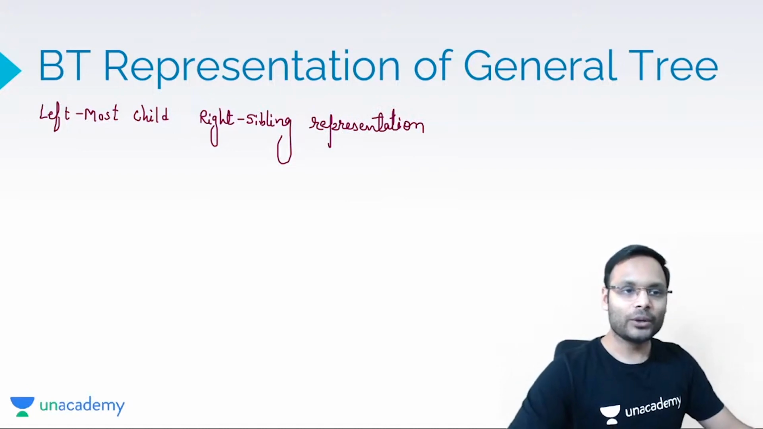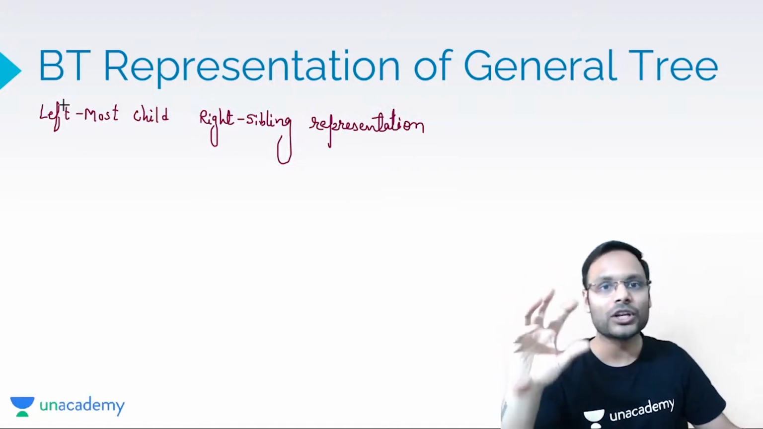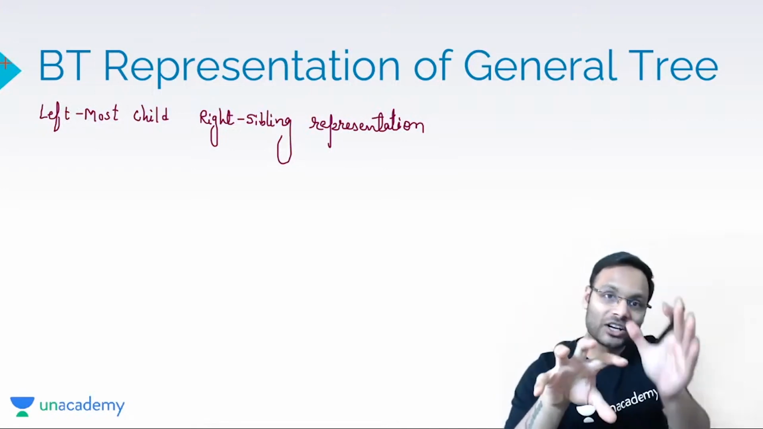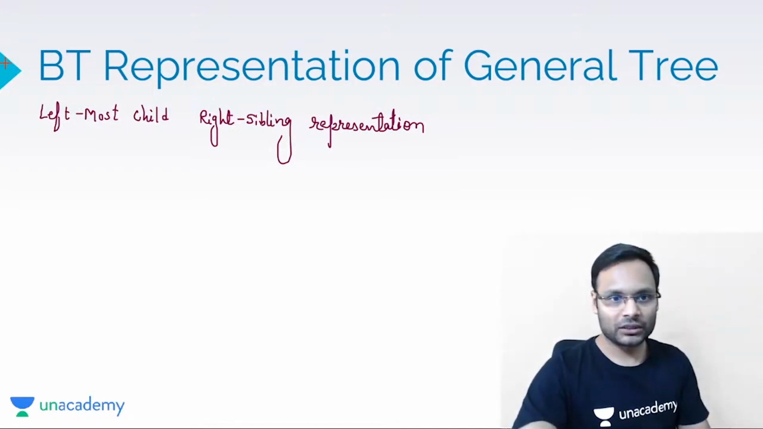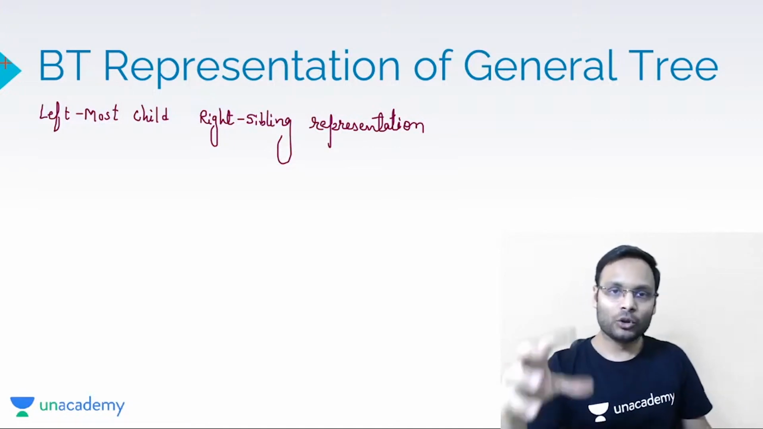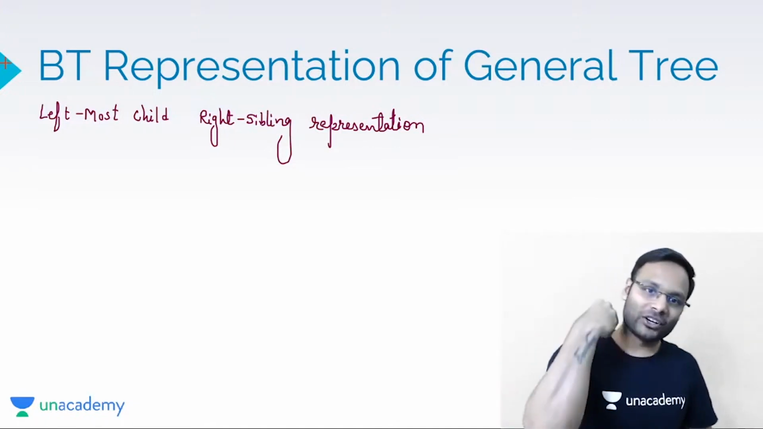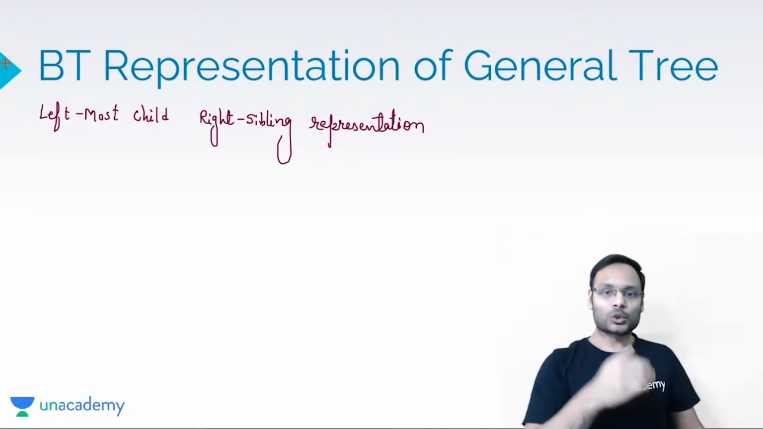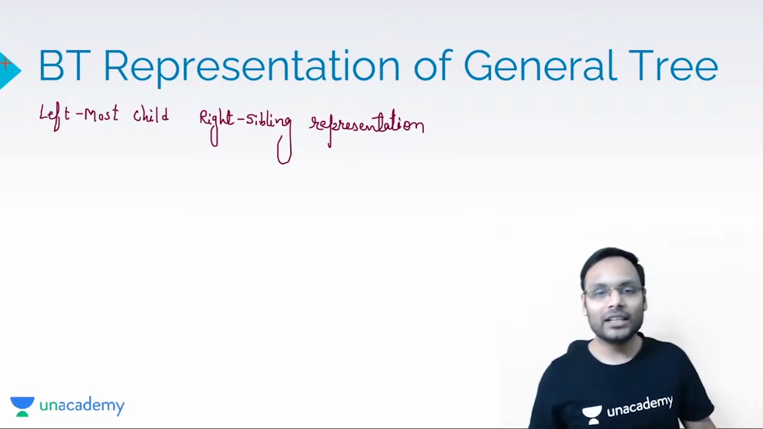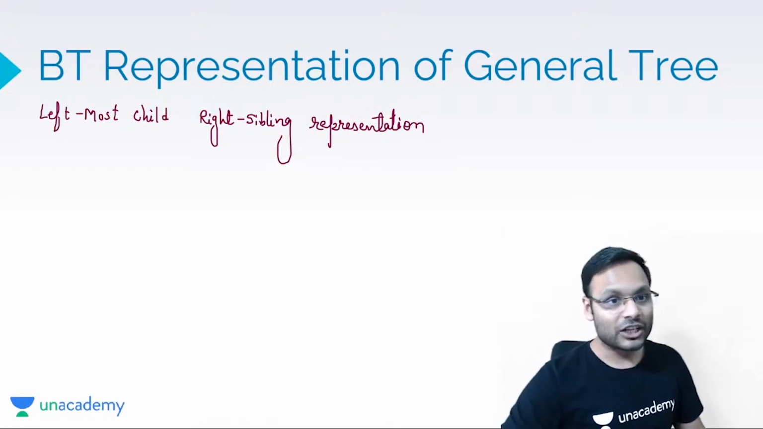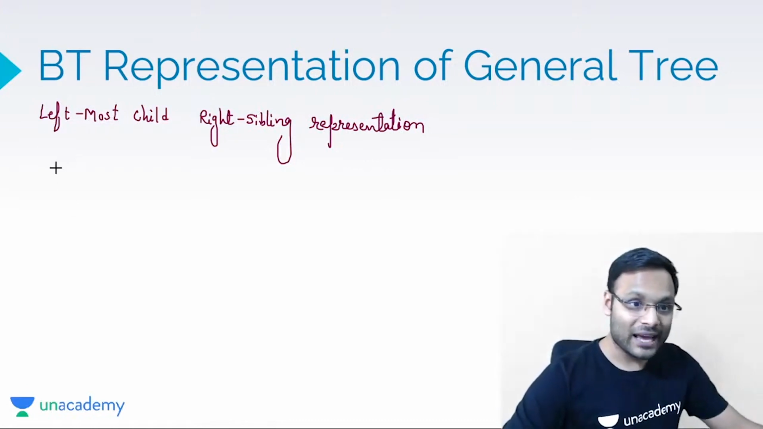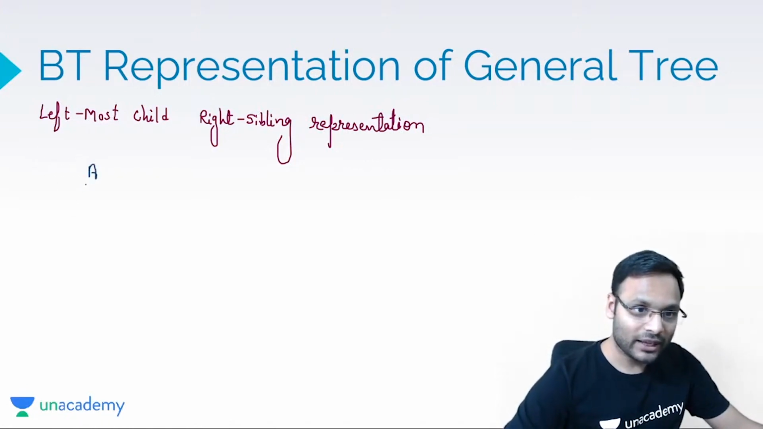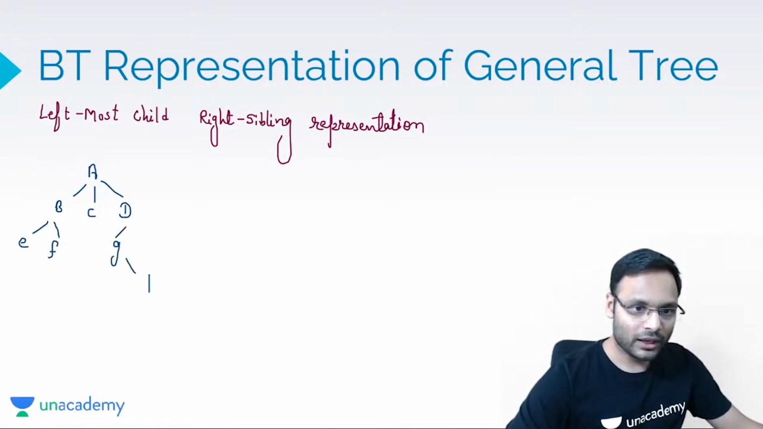So what exactly are we doing? In the background we have a general tree, but we want to store that general tree in a linked representation, kind of a binary. Though in the background you have a general tree, we are just representing it in a different way so that we can store it in the linked type of representation. How? I will tell you now. Let's take as an example a general tree like this: A, B, C, D, E and F, G, H and I.